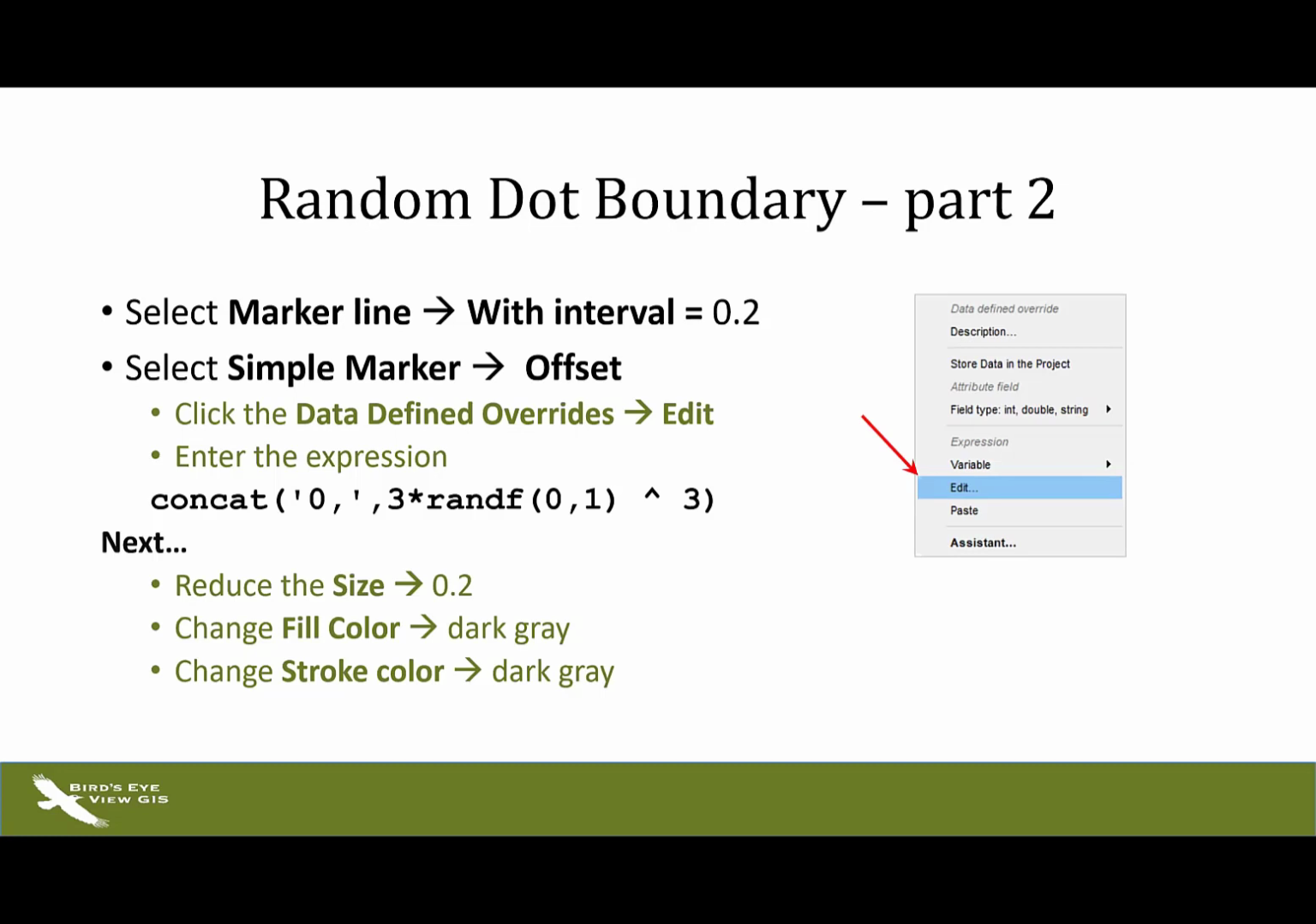Once you've done that, you're going to select the simple marker component. Down in the offset section, you're going to click the data defined override widget, choose edit from the context menu, and paste this expression in. Then reduce the size of the simple markers down to like 0.2, very small, and instead of red with a black outline, make the fill and the stroke a dark gray. So they become very small, random dark gray dots.